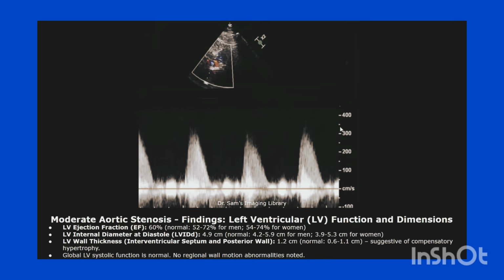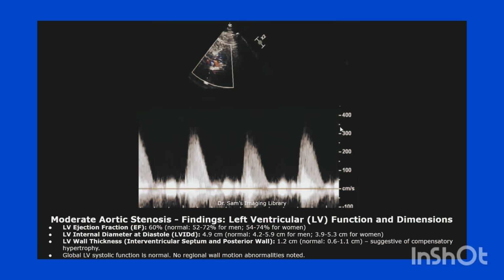The ejection fraction is 60%, which is normal. The left ventricle internal diameter at diastole is 4.9 centimeters, which is also normal. The left ventricle wall thickness is 1.2 centimeters, which is slightly thickened, suggestive of compensatory hypertrophy.